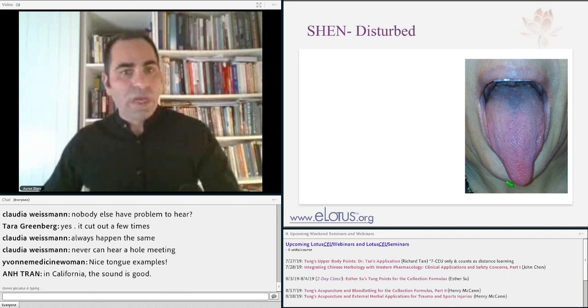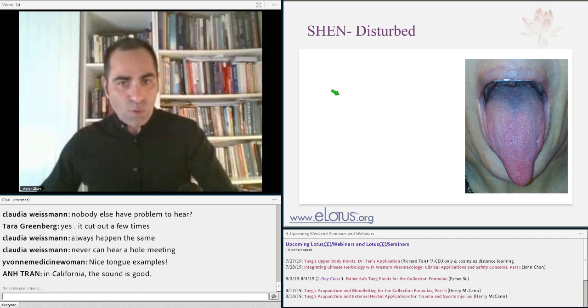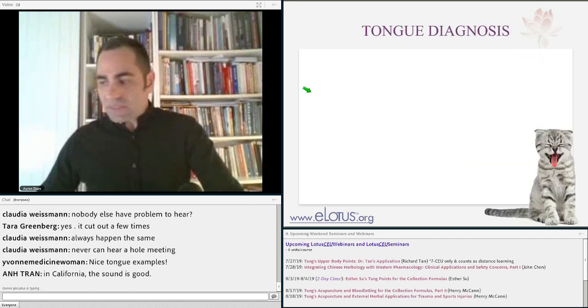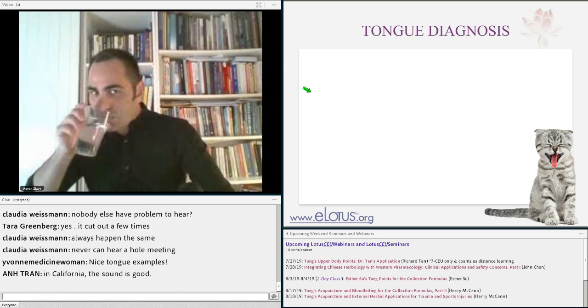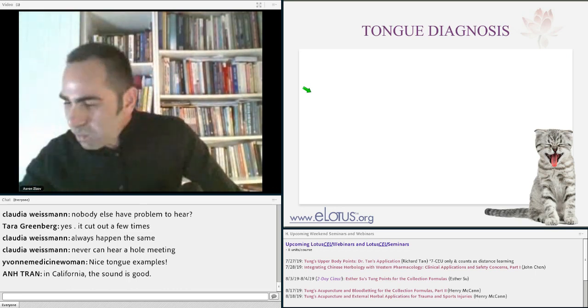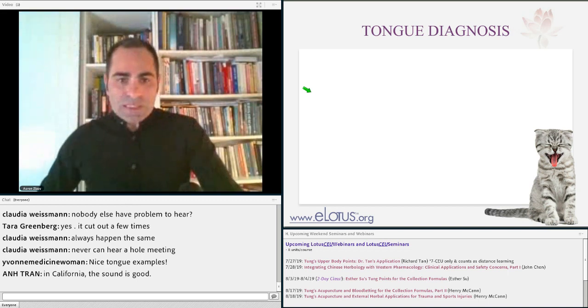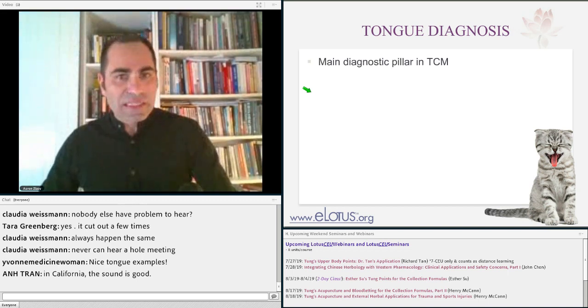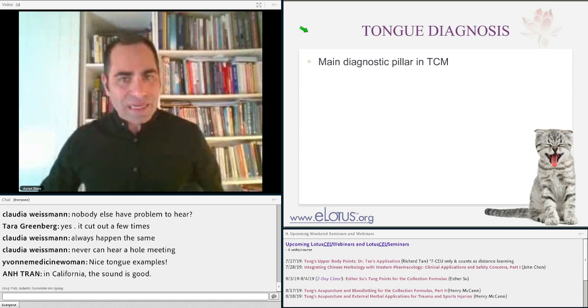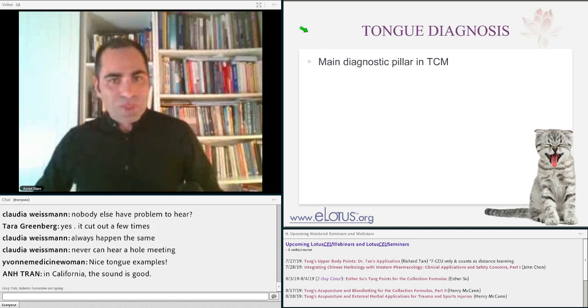So the disturbance will give us another clue of how we can treat, what we need to do, where the qi and blood flow, and how it affects different emotions, and so on. So a bit about the tongue diagnosis, just some water. So some understandings of the tongue diagnosis itself. So we know that it's one of the main diagnostic pillars in TCM.